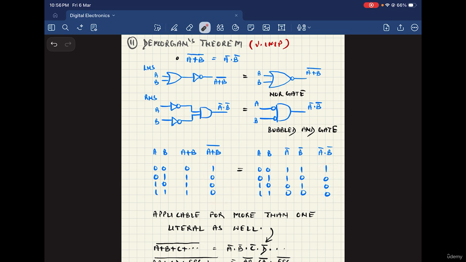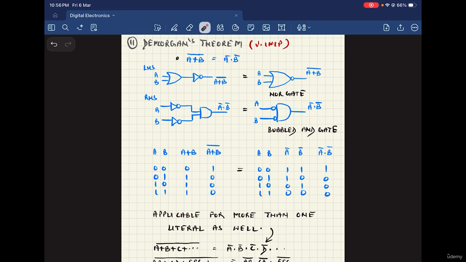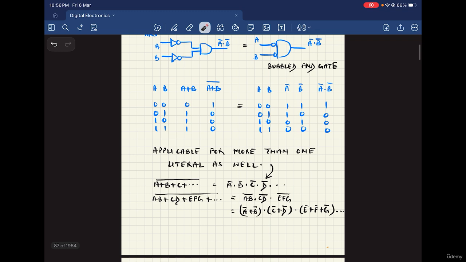So that's how you can prove it via truth table. Okay, so this is the visual representation. This is the truth table proof of this, and it can be extended, applicable for more than one literal as well. Literal, I told you, is the variable you can think of, either in normal form or complement form in each term of an expression.